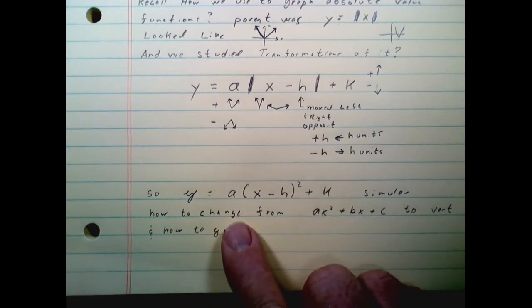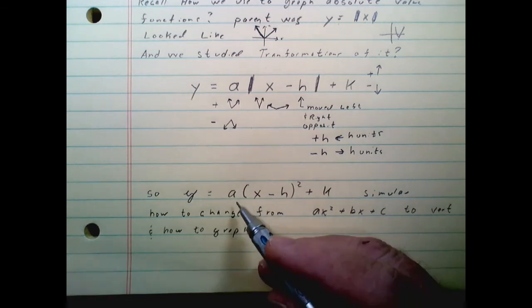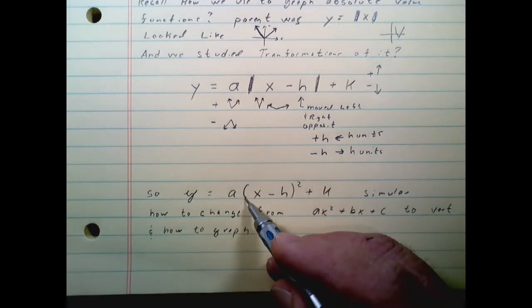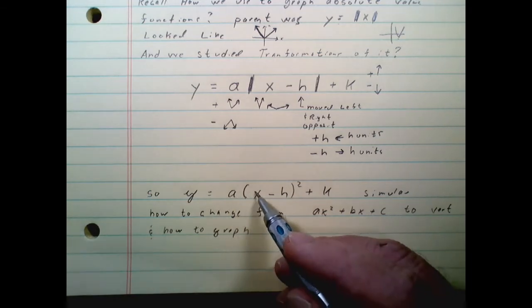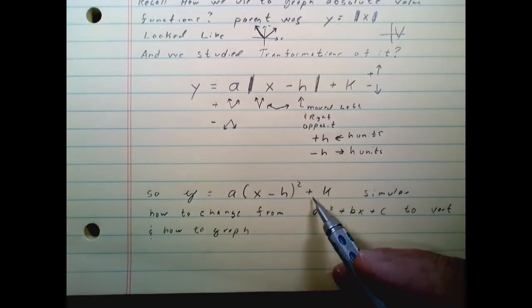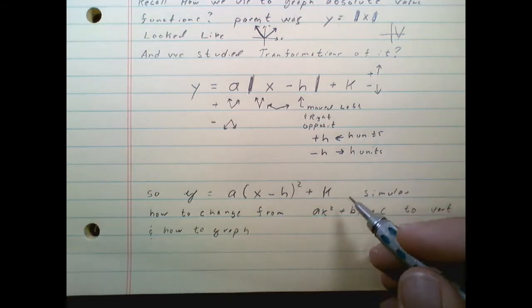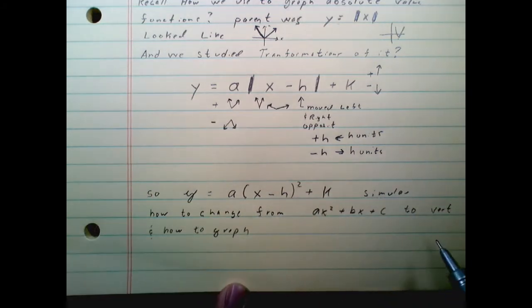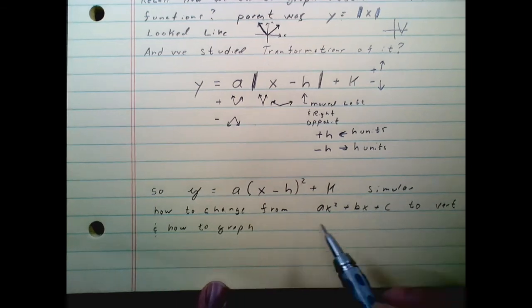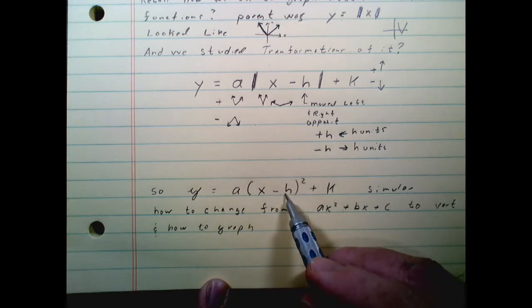So we'll be looking at this formula right here, which is y equals a, and that's parentheses. So that means the a can distribute through there. And also notice it's squared, and we have plus k. Well, in class I would normally use a plus v because that's how it moves, up and down, and this was horizontal. So our lesson today is how to change from the quadratic formula into this, and how to graph this type of a problem.